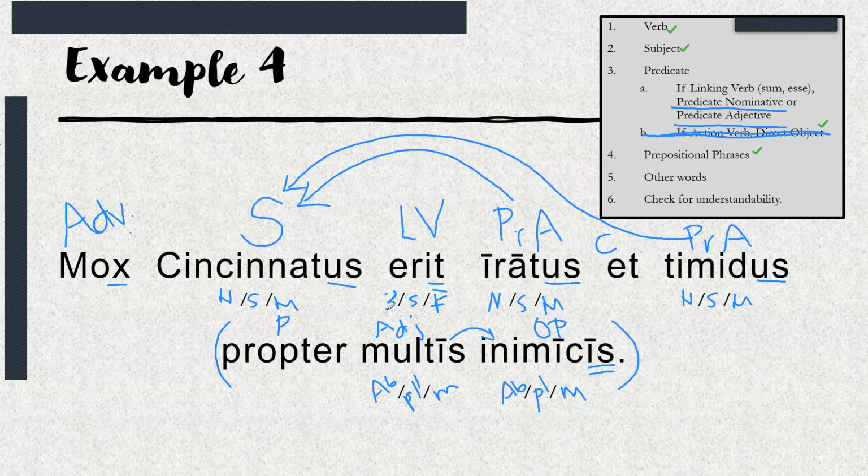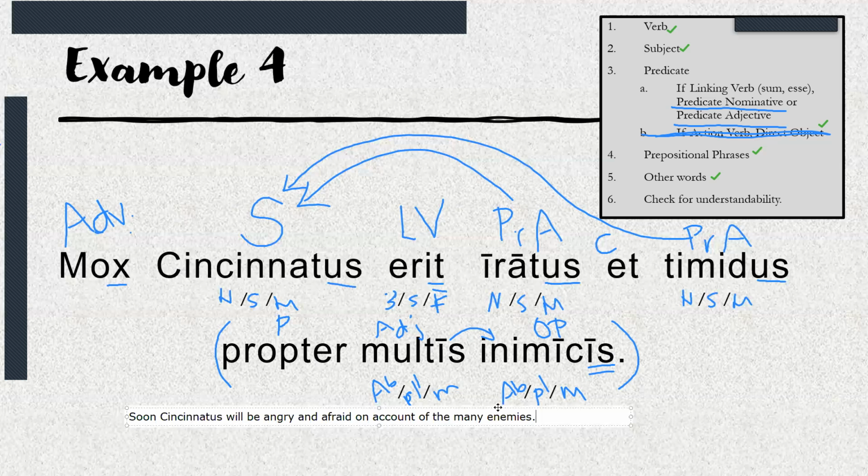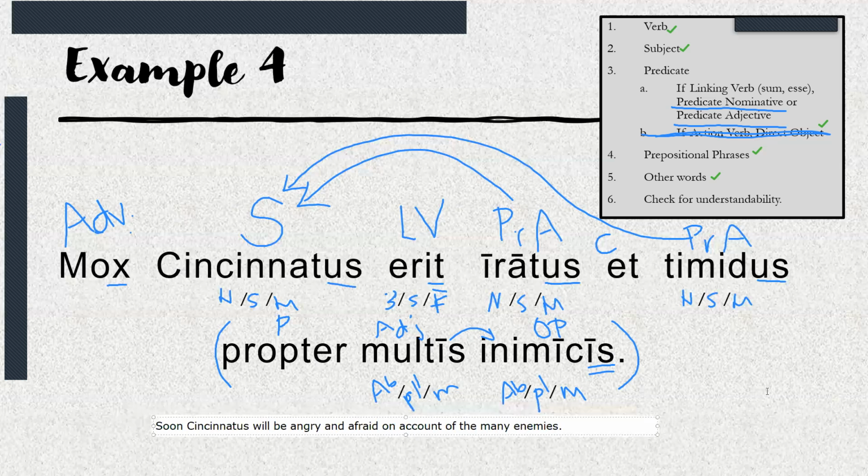Now, let's go through and check for understanding. Here is a good translation. We have parsed, we have labeled, and here's our translation. Mox, soon. Cincinnatus will be angry and afraid because of, or let's just say even on account of, that's totally proper, the many enemies. There is a good translation. We have parsed, we have labeled, and we have translated.